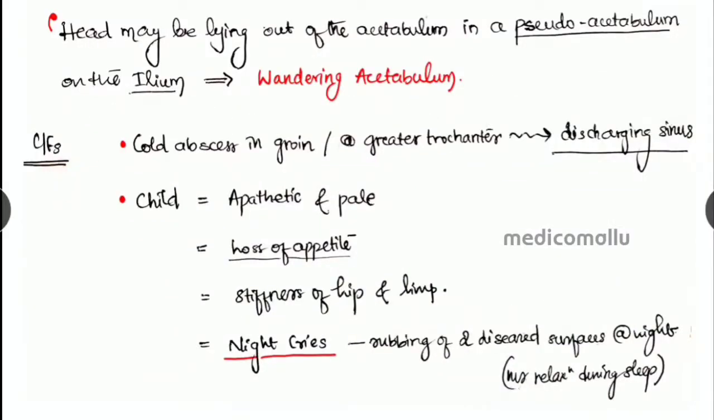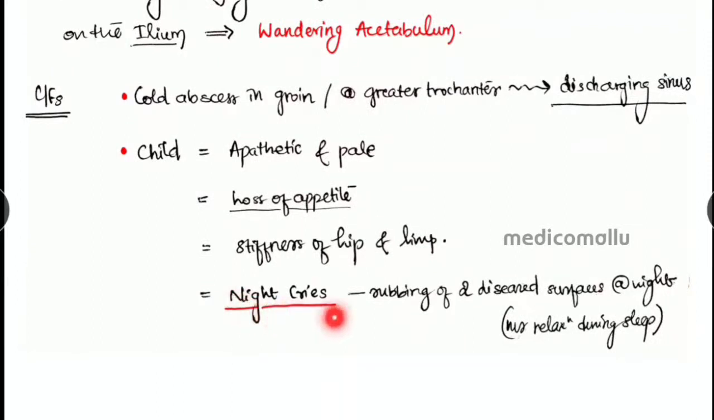And what are the clinical features? There is a cold abscess in the groin or at the greater trochanter, and that will discharge as a sinus. In children, the child becomes apathetic and pale. There is loss of appetite. There will be stiffness of the hip and there will be a limp. There will be night cries. Why? Because of rubbing of two diseased surfaces at night: there is muscle relaxation during sleep, and that causes this rubbing, and that causes the night cries.